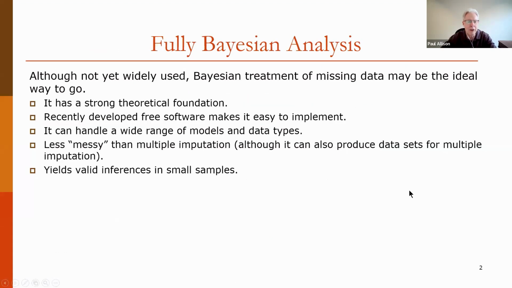Okay, so as I said, fully Bayesian analysis is not yet widely used, but there are many attractive things about it that seem to me to make it, in many cases, better than either maximum likelihood or multiple imputation. First of all, it has a strong theoretical foundation. And in that sense, it's similar to maximum likelihood, as well as to multiple imputation that is based on the multivariate normal model and the MCMC method.